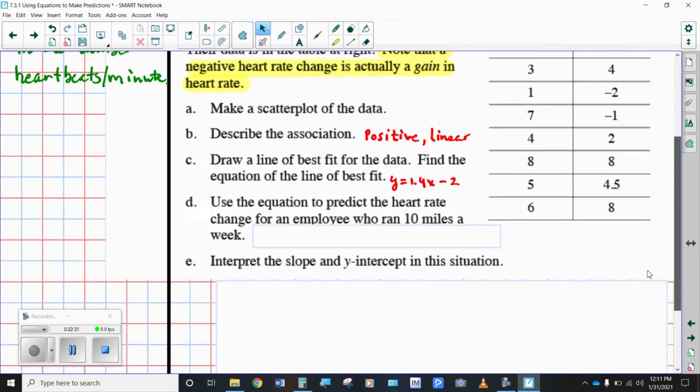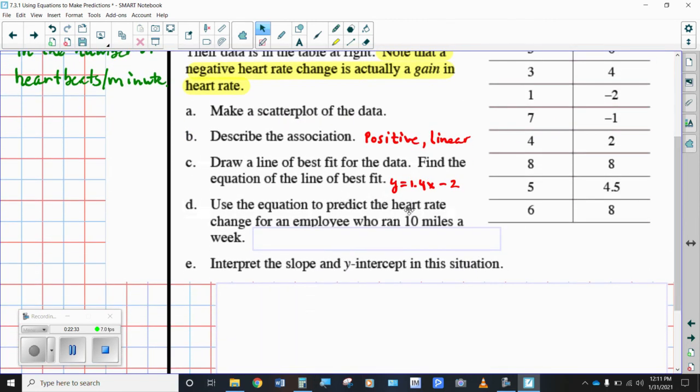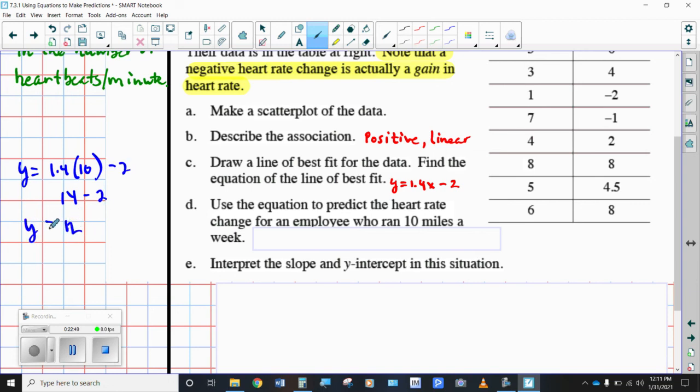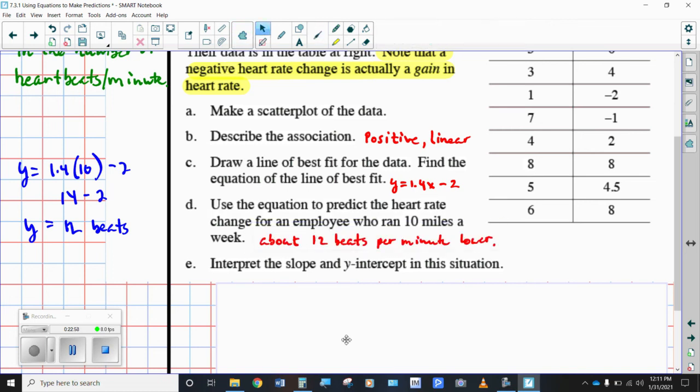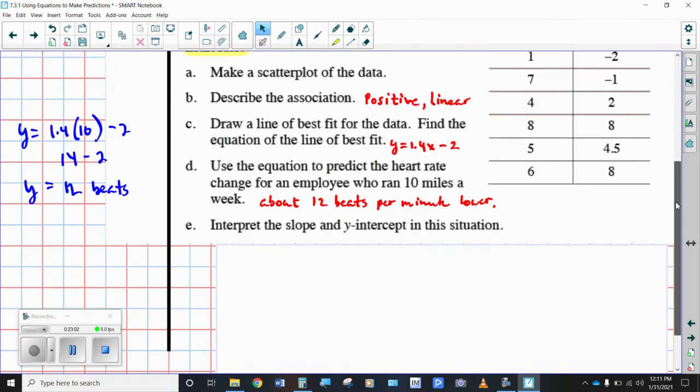And so if you use that rule, predict heart rate change for an employee who ran 10 miles per week. So we'll take that rule, and 1.4 times 10 is 14, and 14 minus 2 is about 12. So we would expect, where y is the change in the heart rate, to have their heart rate decrease by about 12 beats per minute. Okay. So now's the most important part of all of this.